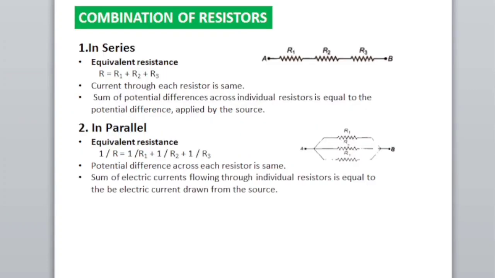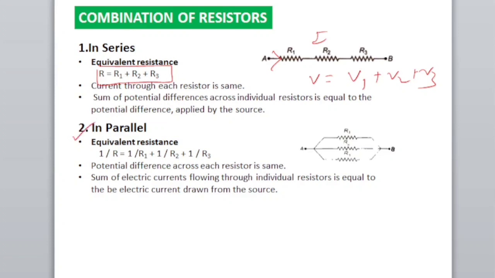After this, the next topic is combination of resistors. This is not in your syllabus, but still you should know the equivalent resistance in the case of series and parallel combination. For a series combination, the equivalent resistance is given by R equals R1 plus R2 plus R3. Here the current is the same in each resistor and the sum of the potential differences across each resistor is equal to the potential difference applied by the source. It means V1 plus V2 plus V3 is equal to V, and here the current is the same through all the resistors. So the equivalent resistance in a series combination is R equals R1 plus R2 plus R3.